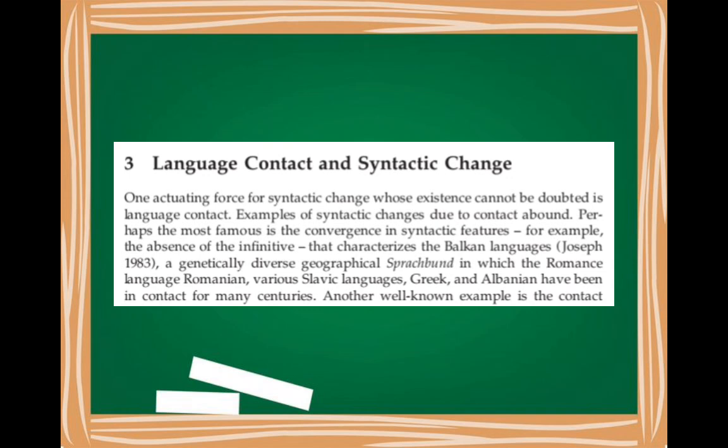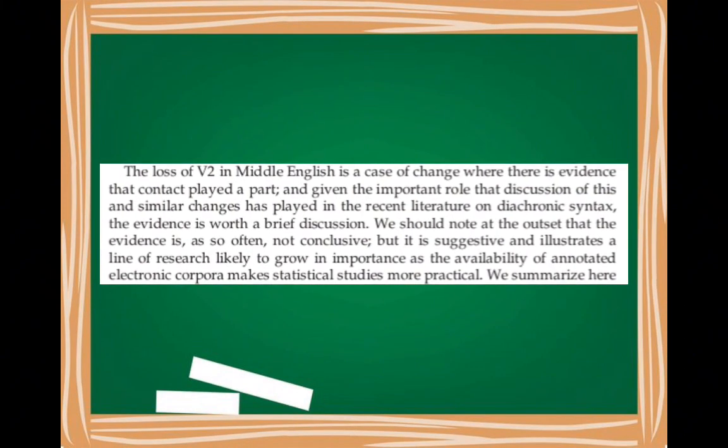A genetically diverse, geographically spread group in which the Romance language Romanian, various Slavic languages, Greek, and Albanian have been in contact for many centuries. The loss of V2 in Middle English is a case of a change where there is evidence that contact played a part. And given the important role the discussion of these and similar changes has played in the recent literature on diachronic syntax, the evidence is worth a brief discussion.